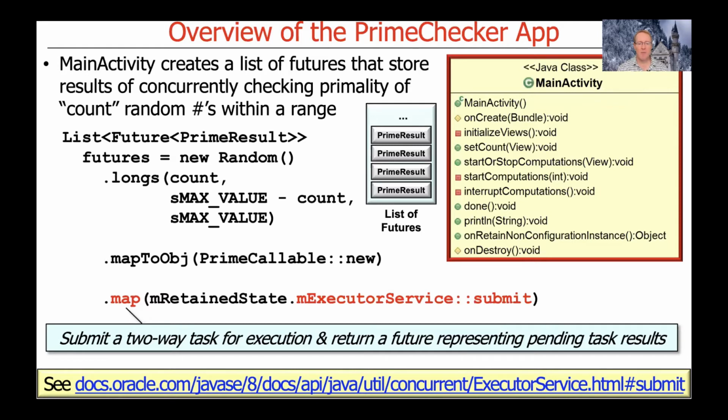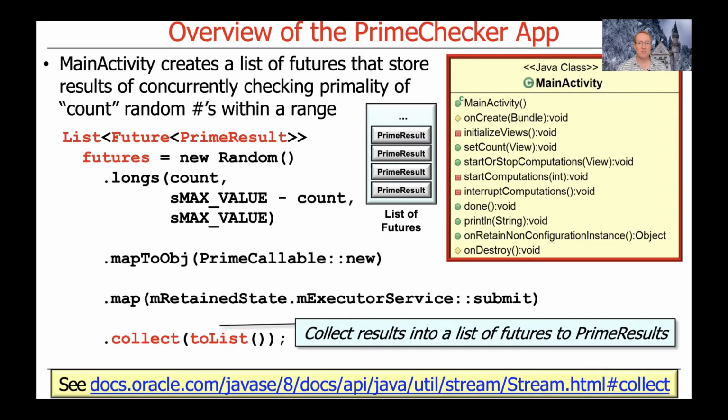ExecutorService::submit is a method reference that map uses to go ahead and submit each of these PrimeCallables for execution. And what submit returns is a future that is a proxy that represents the pending results from that task when it finishes running. And the last thing we do here is we simply collect up that stream of futures into a list of futures to prime results. So this is using the wonderful magic of Java streams, which is just so powerful and so cool. And we're collecting everything up and stashing them away in a list of futures.